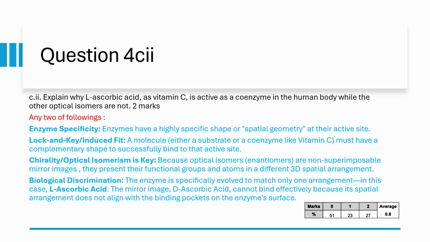Biological discrimination. The enzyme is specifically evolved to match only one arrangement, in this case, L-ascorbic acid. The mirror image, D-ascorbic acid, cannot bind effectively because its spatial arrangement does not align with the binding pockets on the enzyme's surface.